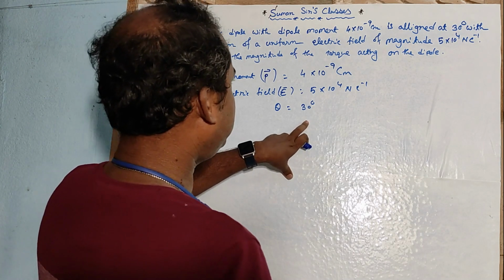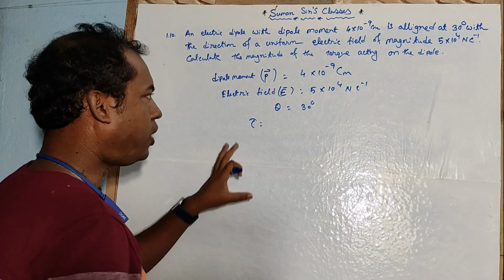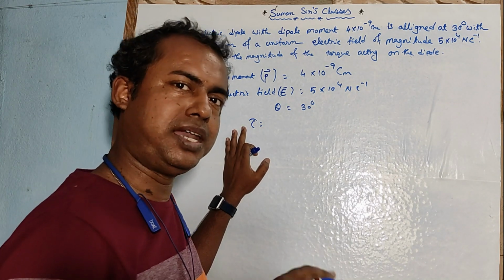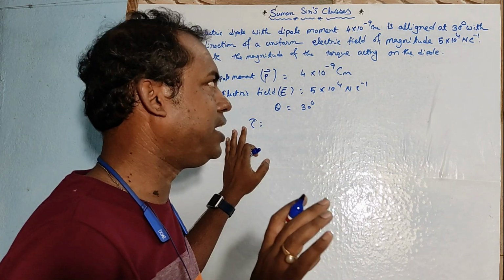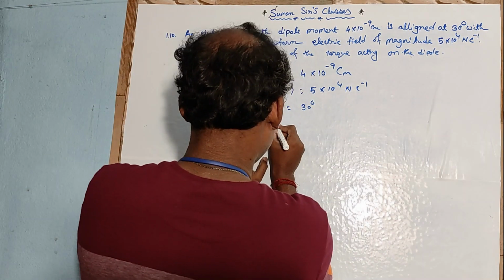We just want to find out the magnitude of the torque. What is torque? According to the formula, which we discussed in my last video, in a uniform electric field, the torque tau equals P cross E.